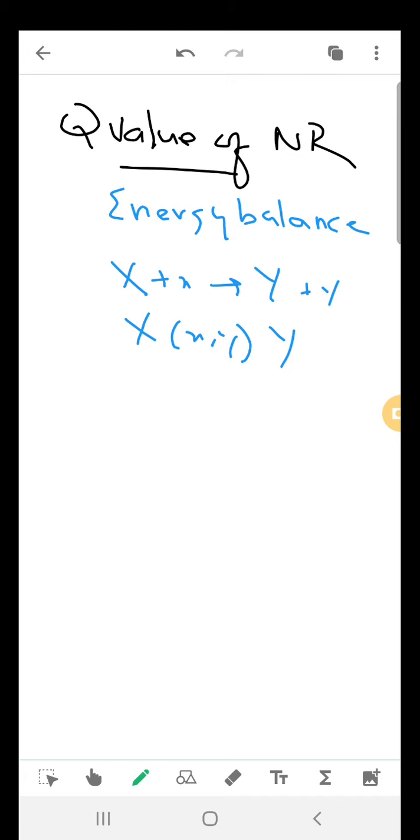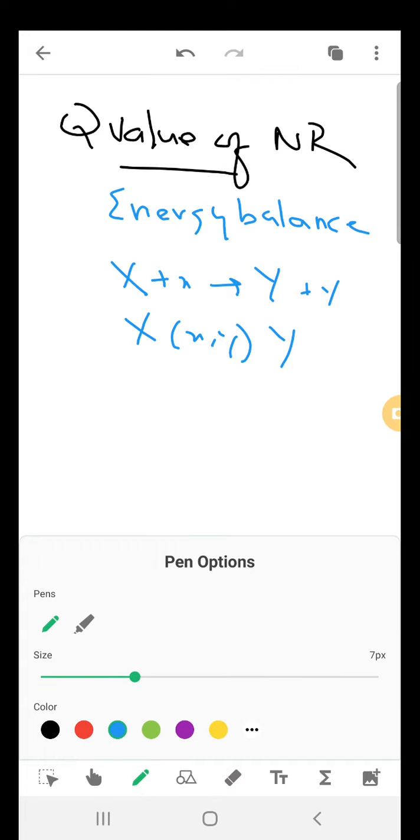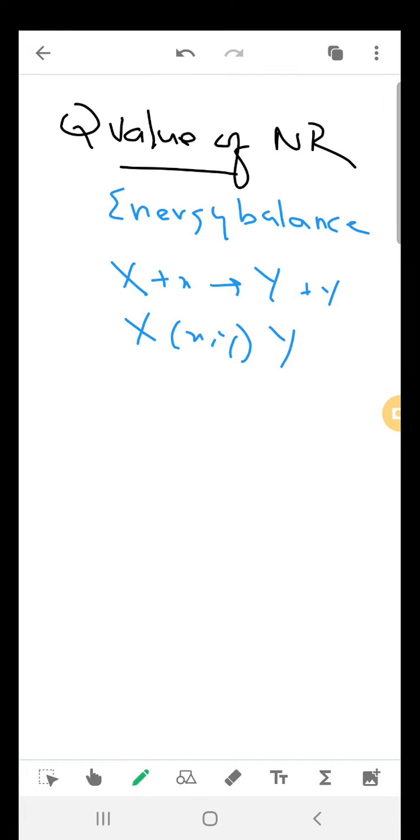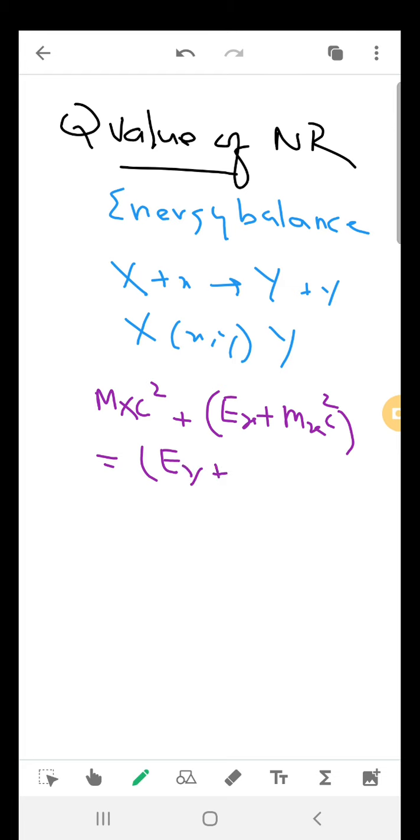Now, considering the rest mass and the kinetic energies of the particles, we can write here that the rest mass energy of the nucleus is Mx c squared plus the kinetic energy of the projectile plus the rest mass energy of the projectile. The combination of these two will be equal to, again, the kinetic and rest mass energy of the new nucleus formed and the byproduct.